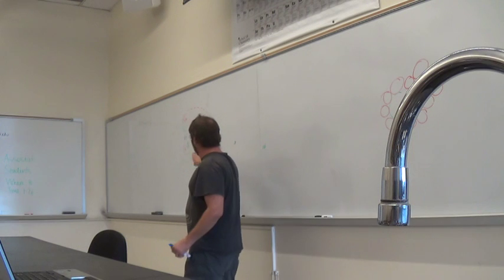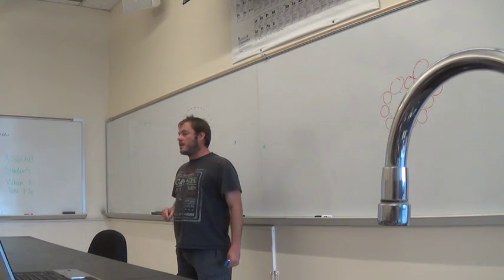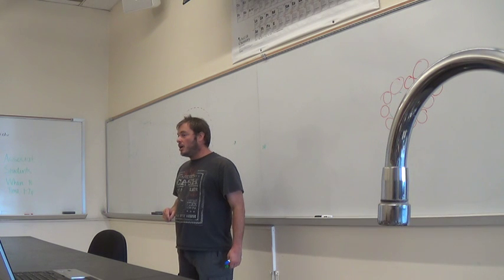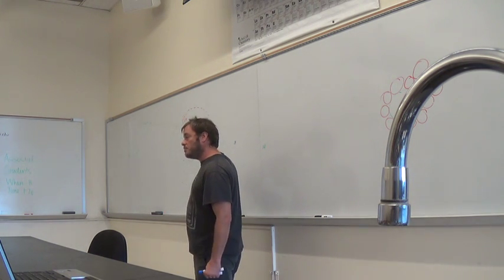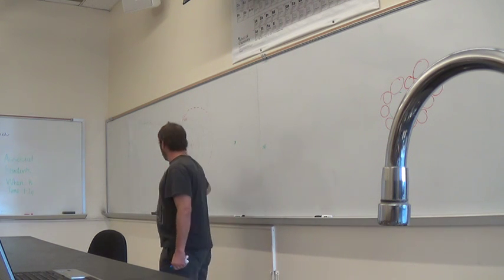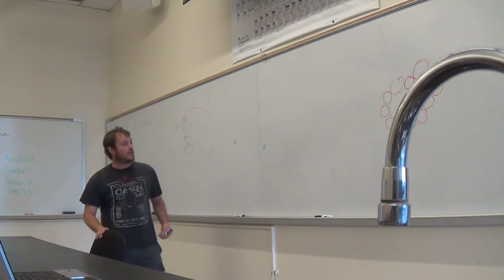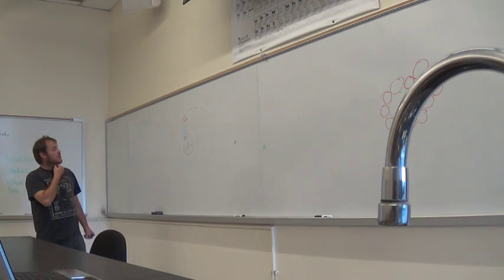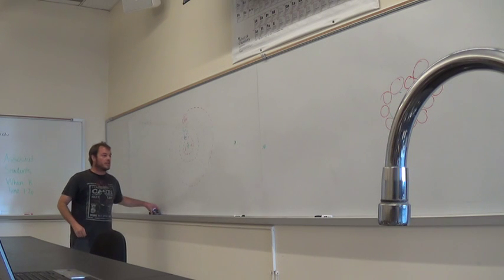While I've drawn these shells as having a fixed size, it is not true that these shells necessarily have a fixed size. When we move across a row in the periodic table, we're going to see that the shell sizes actually contract. Let's see if I can make this clear with an image.